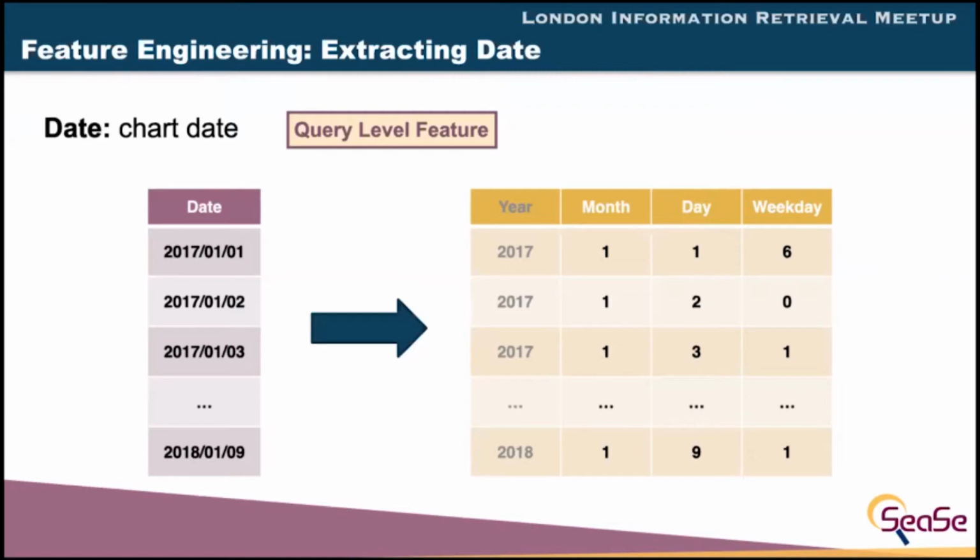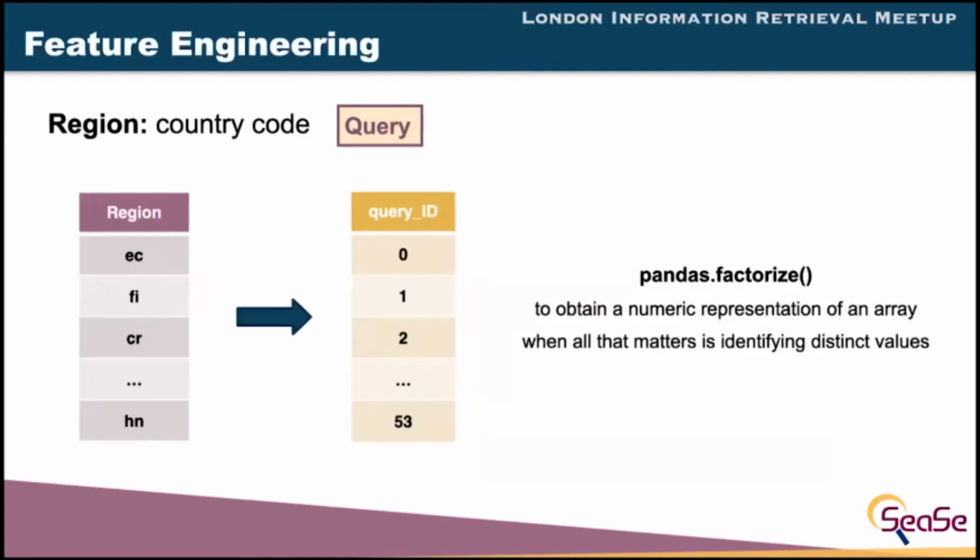And then we decided to remove the year, because going into the future, if we pass now the year into the model, it would not match the one used to train the model. So we decided to remove it because maybe it's not a useful feature. And finally, the region, our query, we manipulate it through the pandas factorize function that helps to get the numeric representation of the array by identifying distinct values.